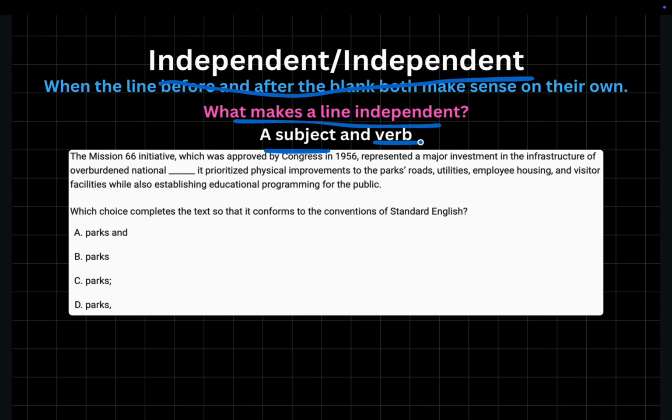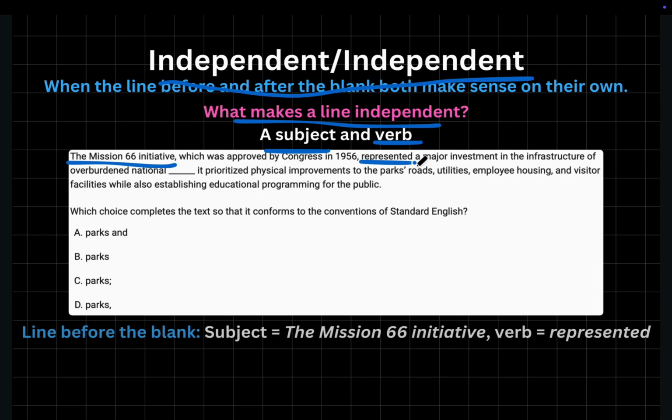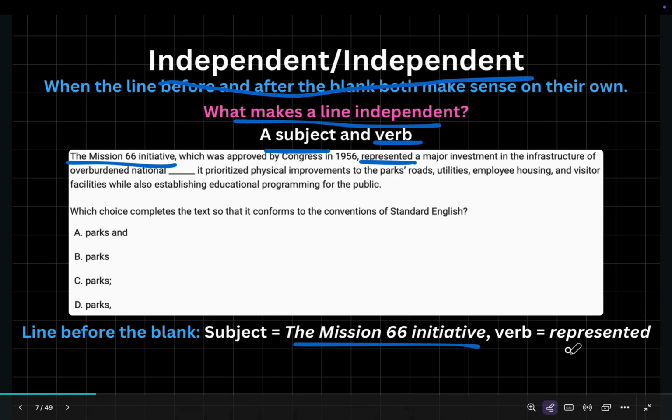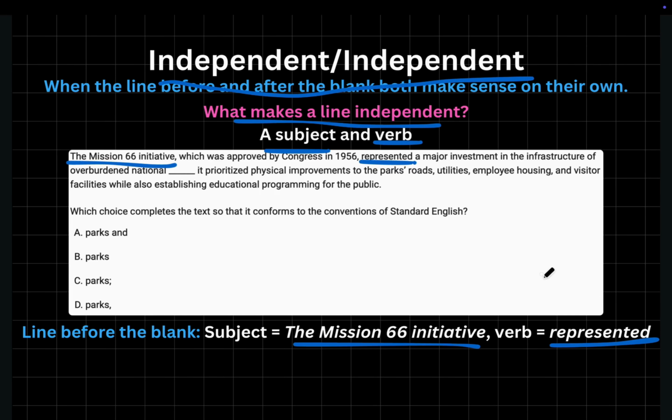So, where's the subject and verb in the line we read? The subject is the Mission 66 initiative, and the verb is represented. Great. Now, let's read the line after the blank. It prioritized physical improvements to the parks, roads, utilities, employee housing, and visitor facilities while also establishing educational programming for the public. Okay, where is the subject and verb in this line after the blank?